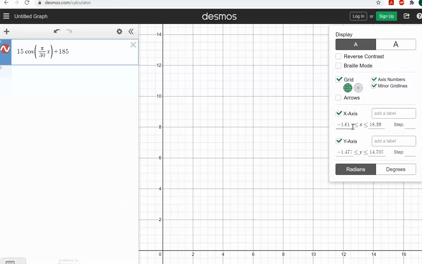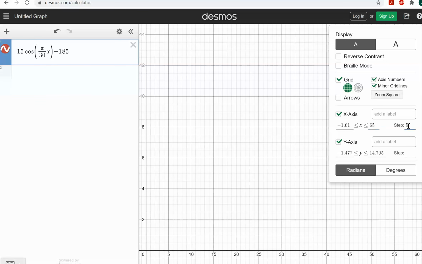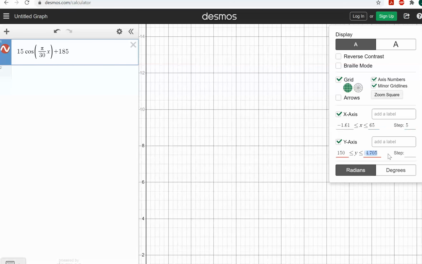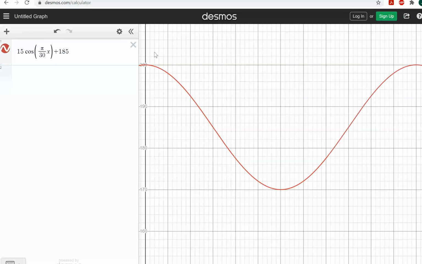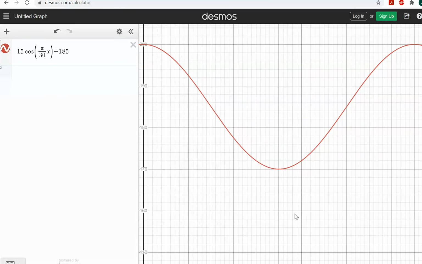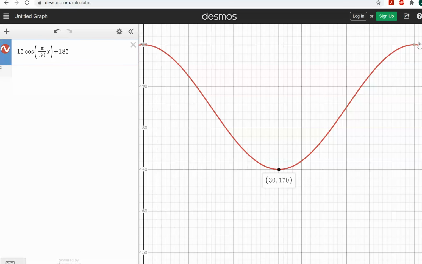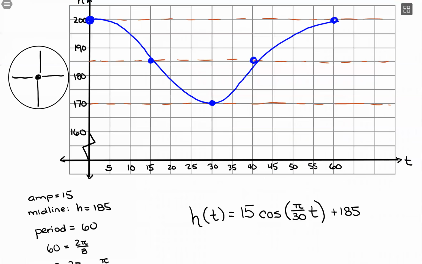So with that, we're way off the screen here. So what I'm going to do is jump up the x-axis. We want to see at least up to 60, so I'm going to go 65. And then for the y-axis, I'm going to jump up to 150, and I want to see, let's go 210. So we can see our cosine function. Let's see some key values. At 30 minutes, we said we were at our minimum. Sorry, 30 is showing up at the bottom here. It's just slightly off screen. But there's our 170. And back to that maximum of 200. So that's behaving exactly how we want it.